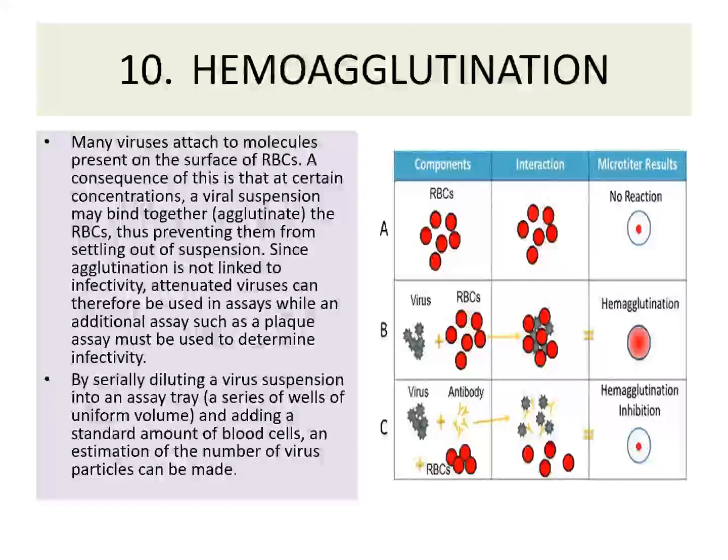By serially diluting a virus suspension into an assay tray, a series of wells of uniform volume, and adding a standard amount of blood cells, an estimation of the number of virus particles can be made. That is, RBC plus the infection: if the virus is added to the RBC, it leads to hemagglutination. If the virus is added to RBC along with an antibody that binds the virus, neutralizing it, there is no hemagglutination, or hemagglutination inhibition, which indicates the presence of the viruses.